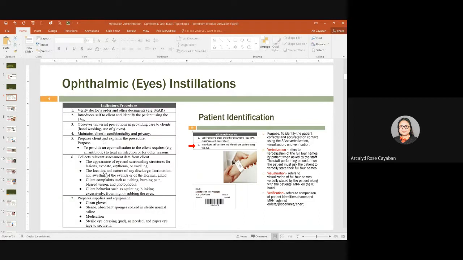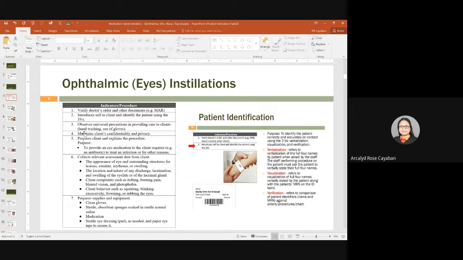For all procedures, remember the first 6 steps. First, we have to verify the doctor's order and other documents such as the MAR. What is MAR? The Medication Administration Record. Of course, you have to introduce yourself and don't forget the 3 V's. The 3 V's again are verbalization from the patient, visualization by the healthcare provider or the nurse while looking at the ID band of the patient, and of course, verification, comparing the ID band of the patient to the medication administration record or the doctor's order.